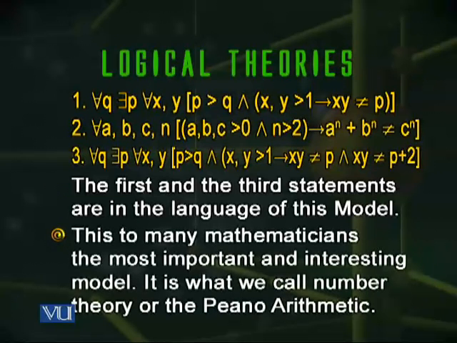This, to many mathematicians, is the most interesting model. It is what we call number theory or Peano arithmetic. So statements in number theory or Peano arithmetic, or this particular model which we denote by N, plus and cross, can have multiplication in them. Of course, they have the usual logical connectives and, or, and not, and we will allow quantification.